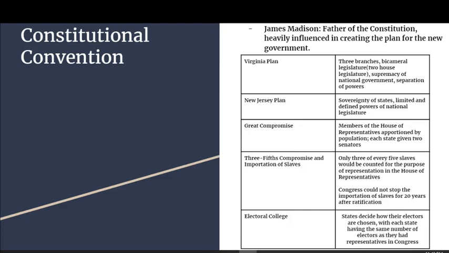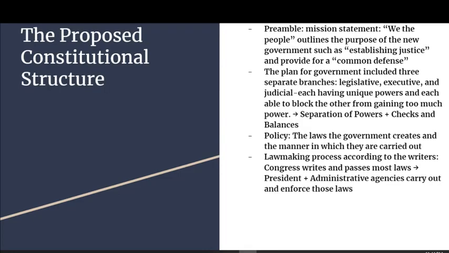Finally, we get to the Electoral College, and the states decide how their electors are chosen. Each state has the same number of electors as they have representatives in Congress. So we'll be moving on to the next idea, the proposed constitutional structure.